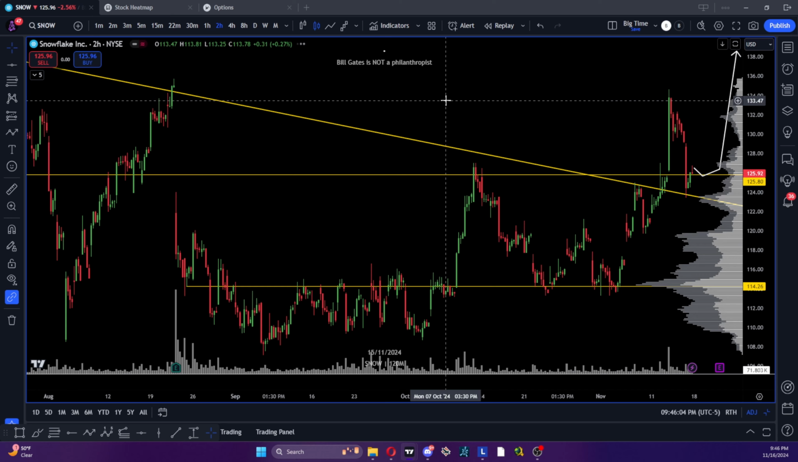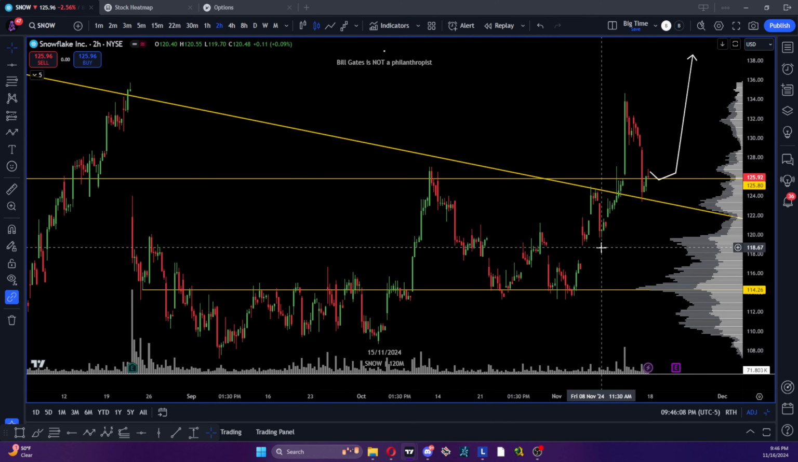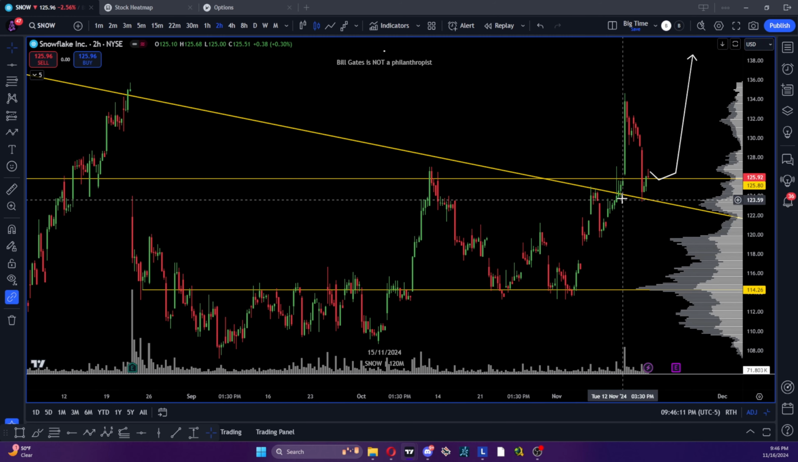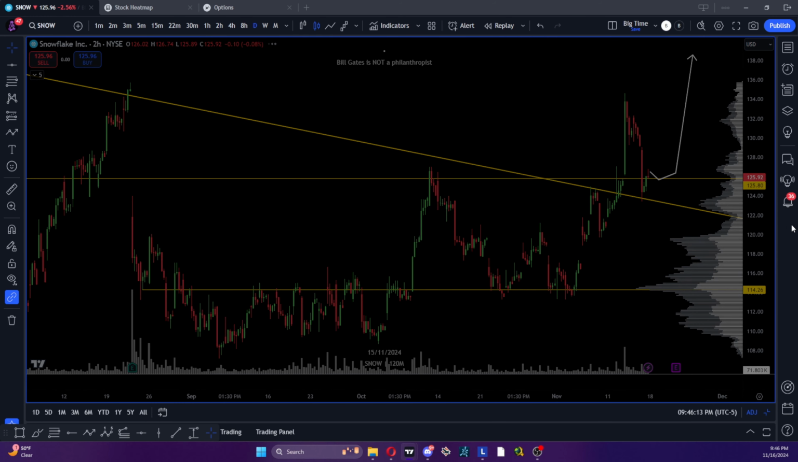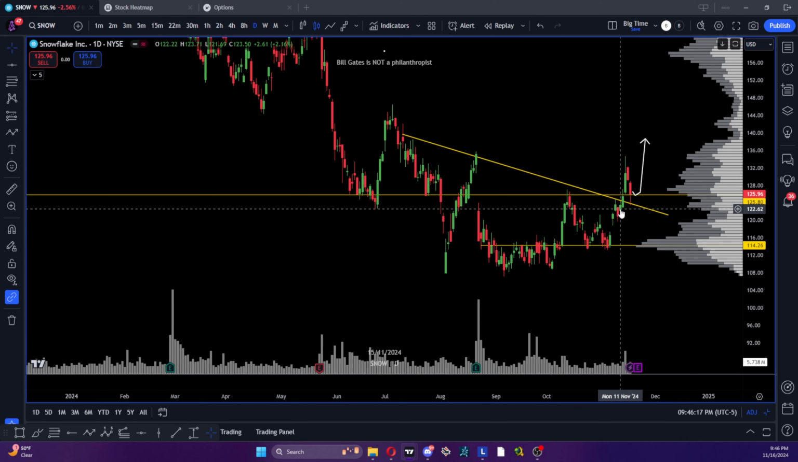You could tie this into the recent SNOW calls that I got into. Where is it? So I got into SNOW calls here, right? I got into SNOW calls on Monday. So where's Monday? Yeah, so I got in right before close. I'll show you. Yeah, Monday here. I got in right before close.